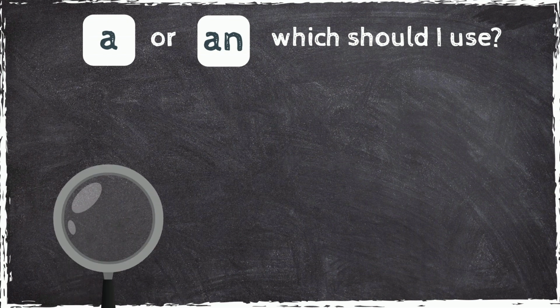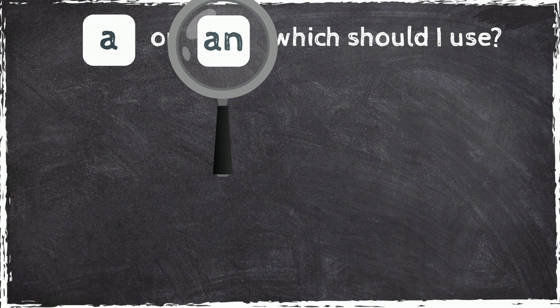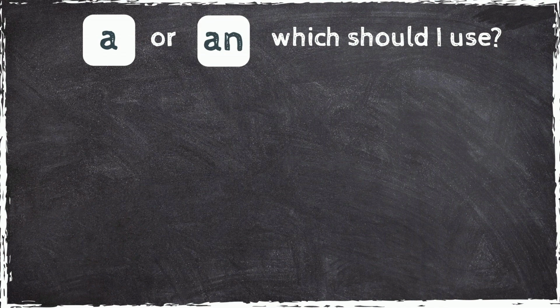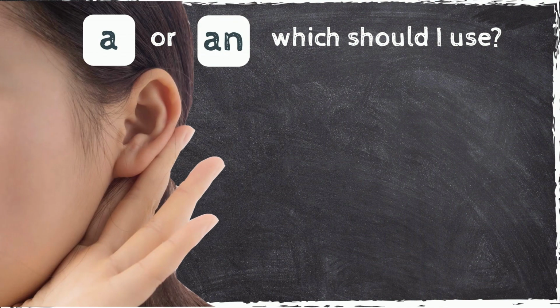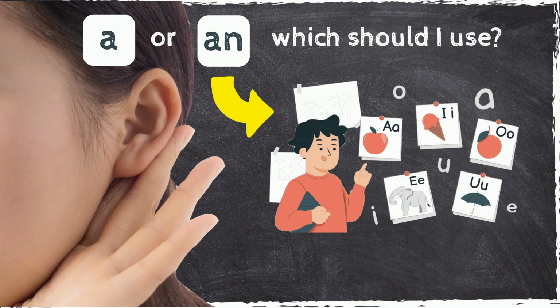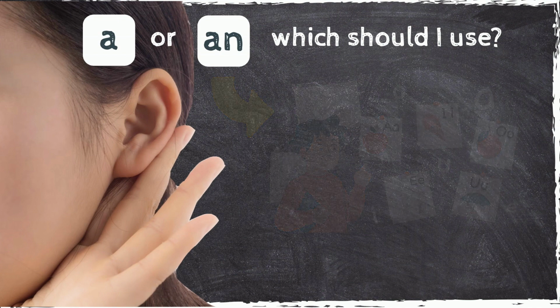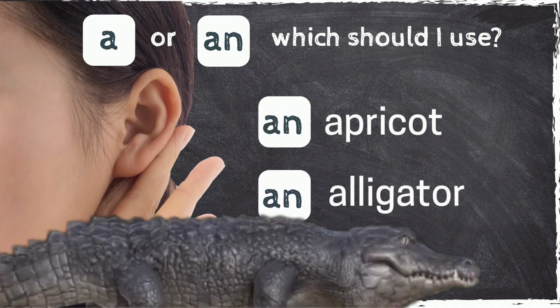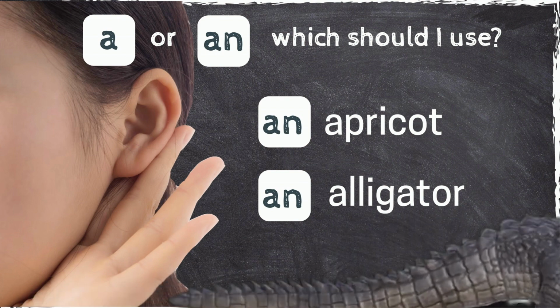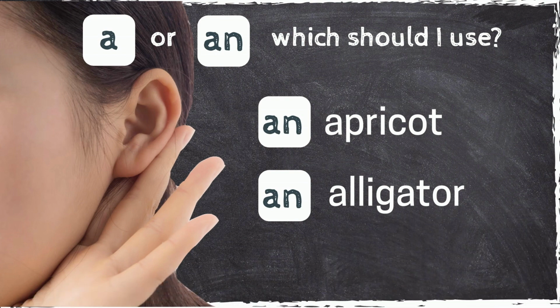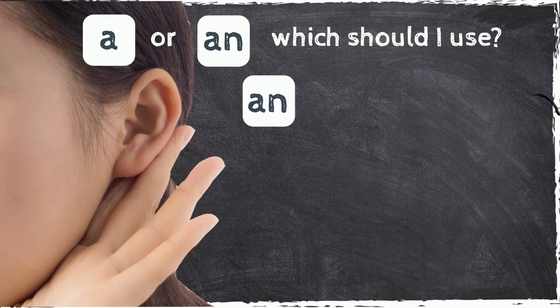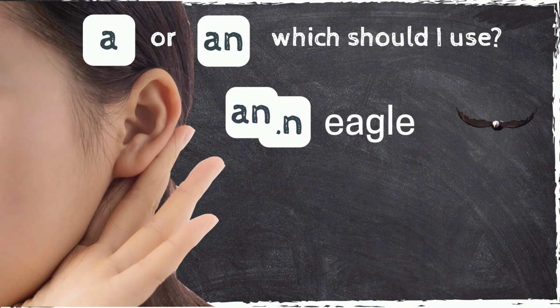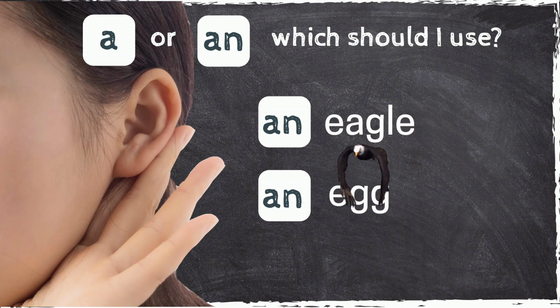Some people think that whether you use a or an depends on the starting letter of the noun, but it's actually the starting sound that is the key. An is used before words that begin with a vowel sound. All other words begin with a. So it is an apricot and an alligator, because both of these words begin with the a vowel sound. It is an eagle and an egg, because both these nouns begin with the e vowel sound.